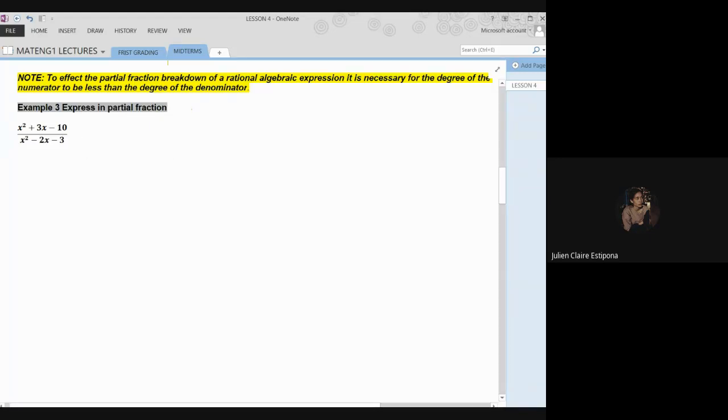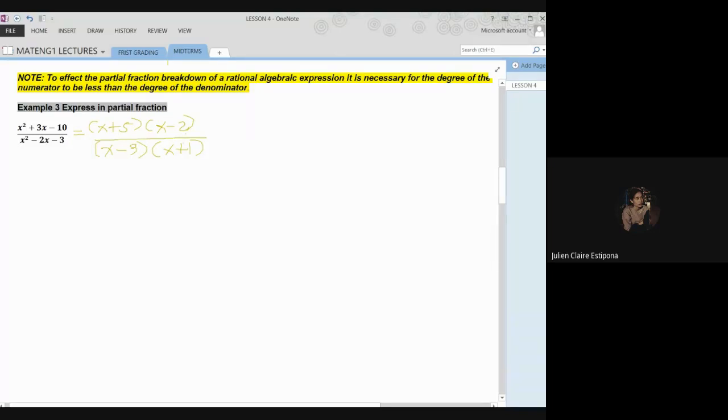So if we are going to factor this one, what is the factor of x squared plus 3x minus 10? It is x plus 5 multiplied by x minus 2, no? And then for this one, x squared minus 2x minus 3, that is x minus 3 multiplied by x plus 1. So for this one, we can't cancel any of those, no?